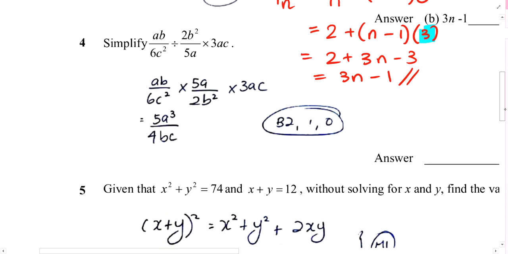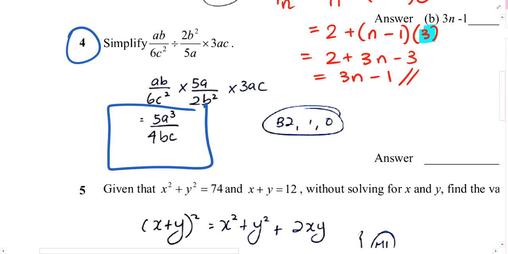Next, to simplify, for question 4, simplification, we got 5a cubed over 4bc. Every mistake minus 1 mark. Do you need me to go through this one? Anybody? If yes, please raise your hand.